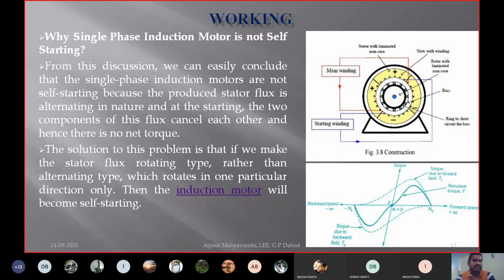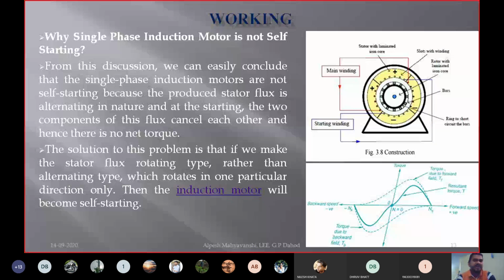This is the single phase induction motor. In this we have to use the split phasing method. That means one winding is split into two windings. One winding is called the main winding and the second winding is called the starting winding. Look at this figure. This is the main winding and this is the starting winding. So the stator winding is split into two windings, one is the main winding, another is the starting winding.